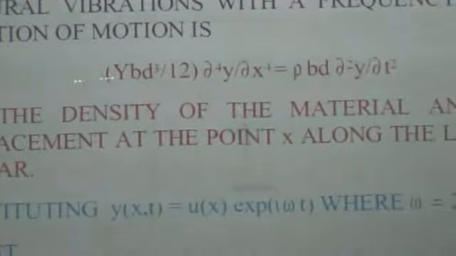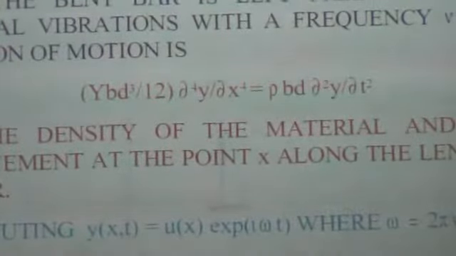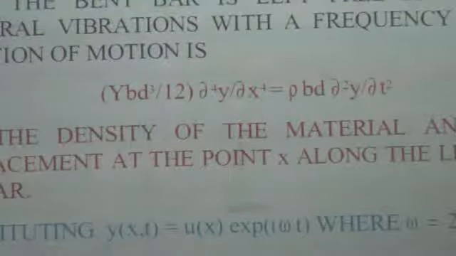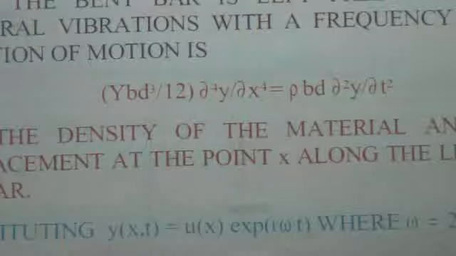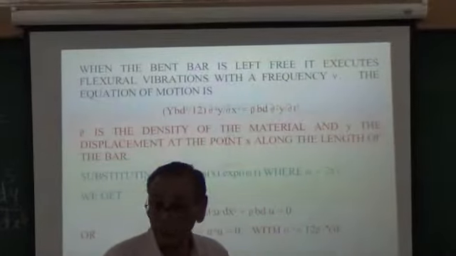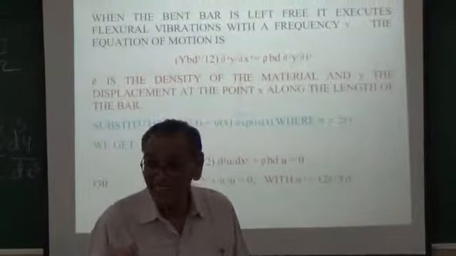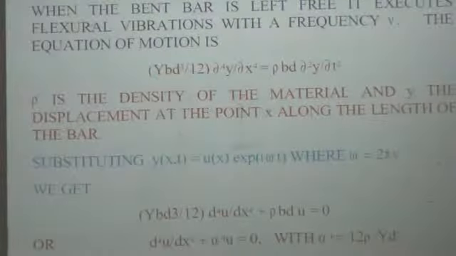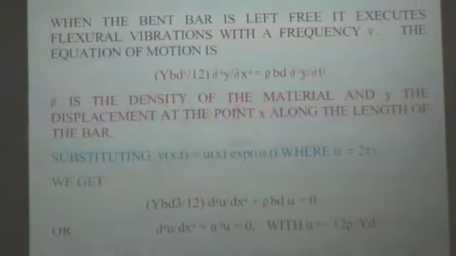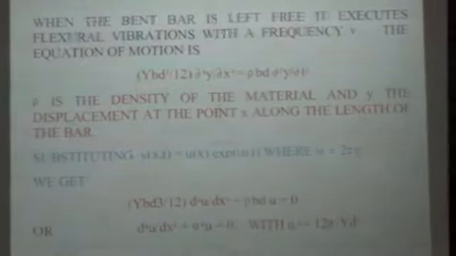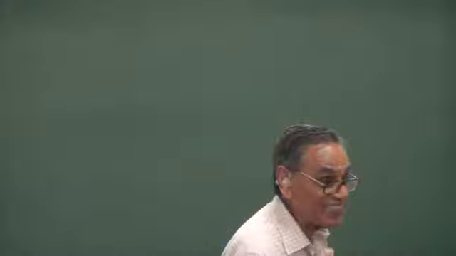You must note that the derivative with respect to x is the fourth power. The derivative with respect to t is second power. If you take a sonometer wire, mass per unit length is m, then the equation is m d square y by dt square is T d square y by dx square. For a sonometer wire, the x derivative is also second order, the time derivative is also second order. But in a bar, the x derivative is fourth order, the time derivative is second order.